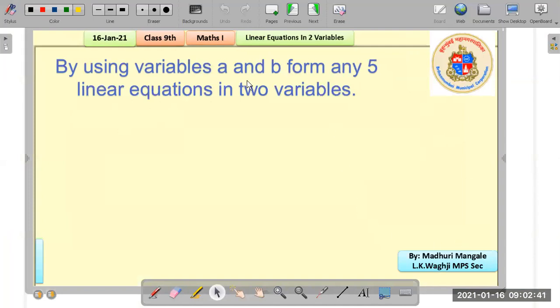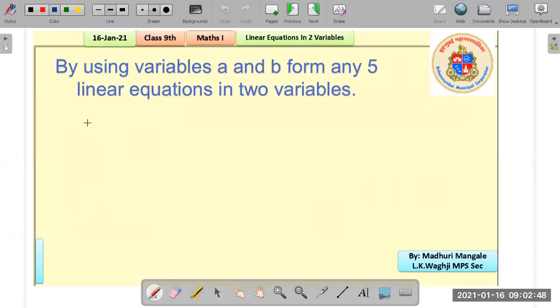So the question is here. Let's work on it. A very simple equation can be a plus b equals to any number. You can take any random number, let's say 7. So this is one linear equation in two variables.